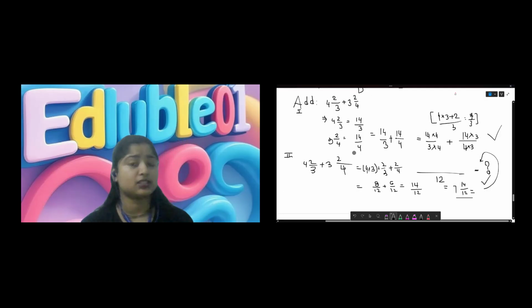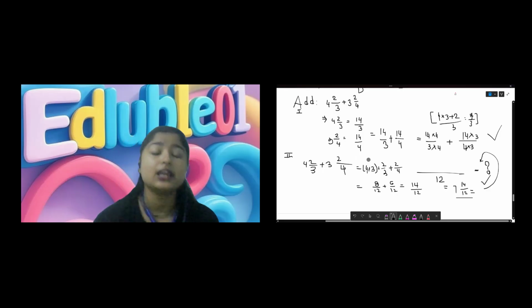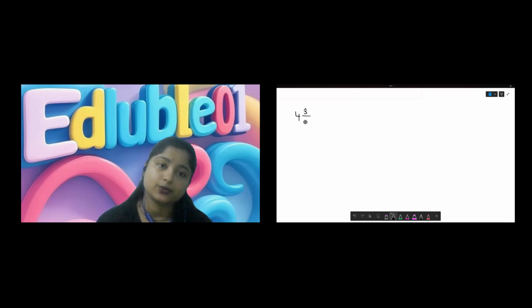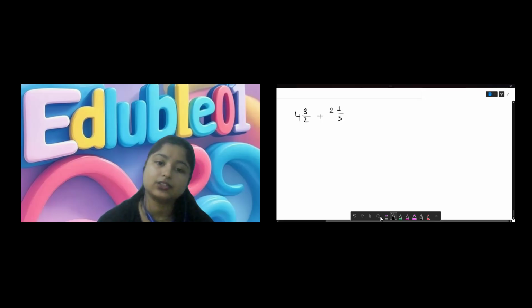Now the same logic applies directly to subtraction as well. Let's just see how to do the subtraction. So if it is 4, 3 over 2, minus 2, 1 over 3. Okay, let's just take these two numbers. Sorry, we are doing subtraction.